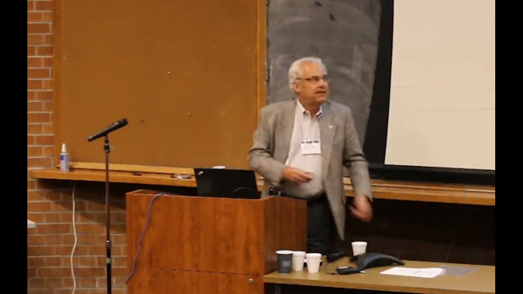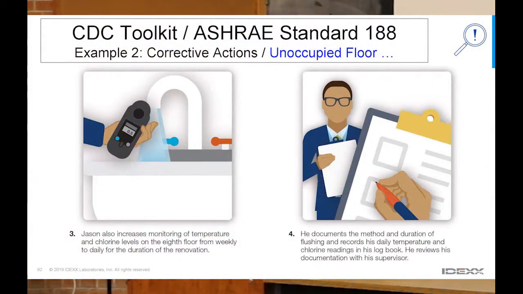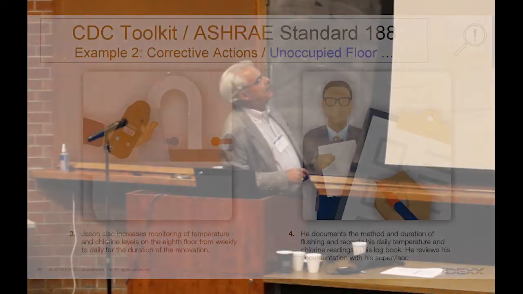Some disinfectant. So, part three, Jason also increases monitoring of temperature and chlorine levels on the eighth floor from weekly to daily. Instead of doing it weekly, now the action for the management plan says do it daily, for the duration of the renovation. He documents the method and duration of flushing, records everything, and reviews the documentation with the supervisor. So this goes on and on.